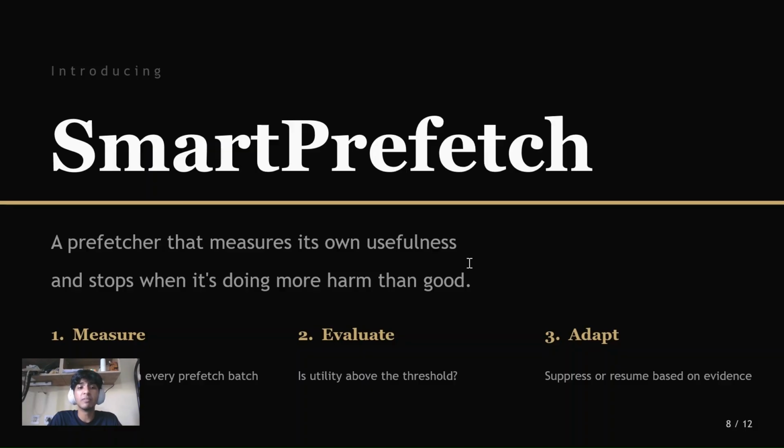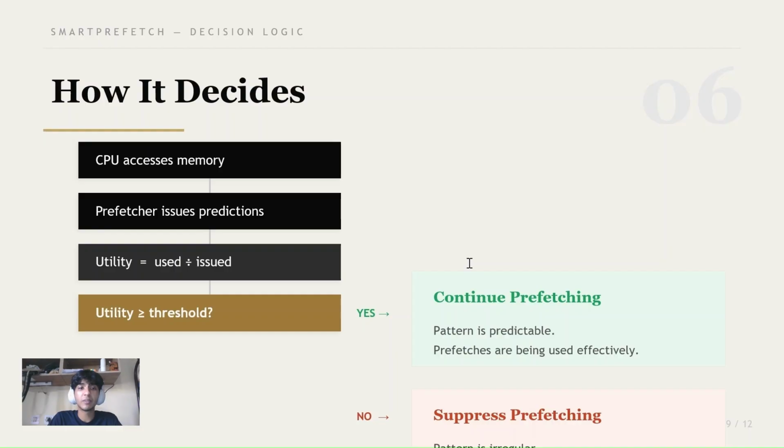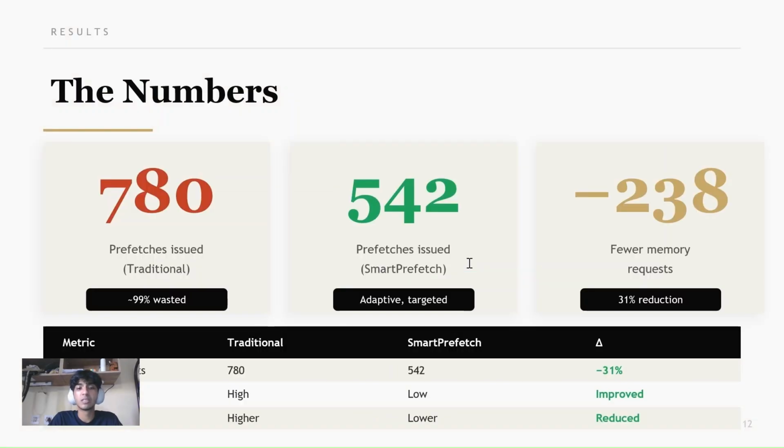And this is where Smart Prefetch comes into play. It first measures the track hit on every prefetch batch, and it then evaluates if its utility is above the threshold and suppresses or resumes the prefetching based on evidence. So this is how the prefetcher decides if it continues or not based on this algorithm. And these are the results which we'll see in the next hands-on demonstration of how Smart Prefetch works.